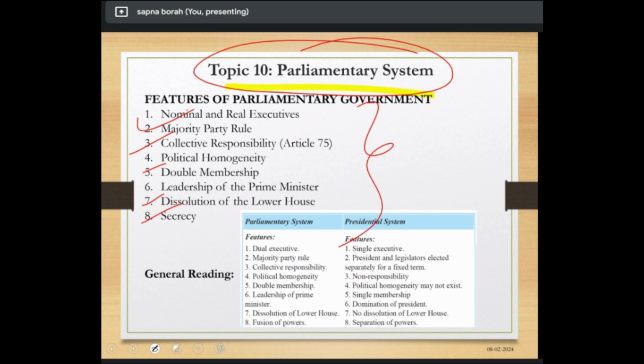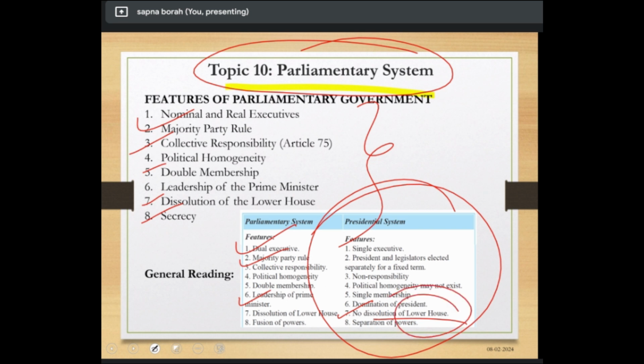For example, they'll give you a list of options. They'll just mention which of the following is a feature of the parliamentary government of India. Then they will give you dual system executive, majority party rule, and then suddenly they will add this point, no dissolution of lower house, and a fourth option, for example, leadership of prime minister. If you remember the keywords, then only you will be able to solve this question, where you have to remember that our lower house is not a permanent house. Dissolution happens within 5 years, when Lok Sabha elections are held. So no dissolution of lower house is a feature of the presidential system and not the parliamentary system.